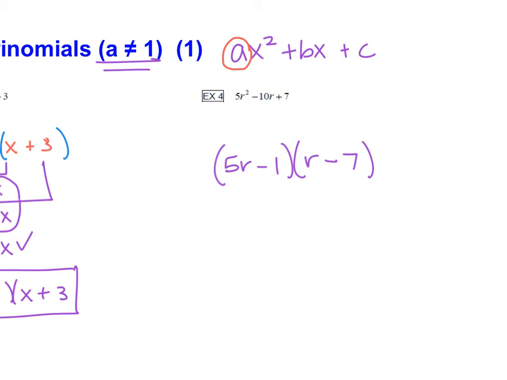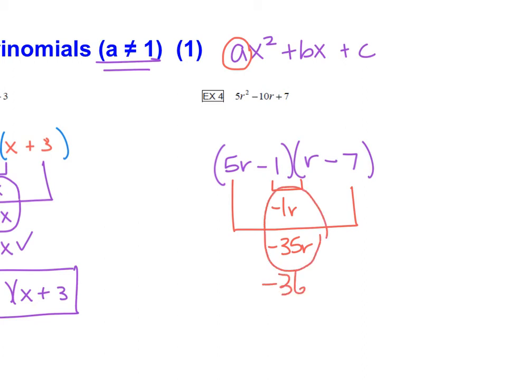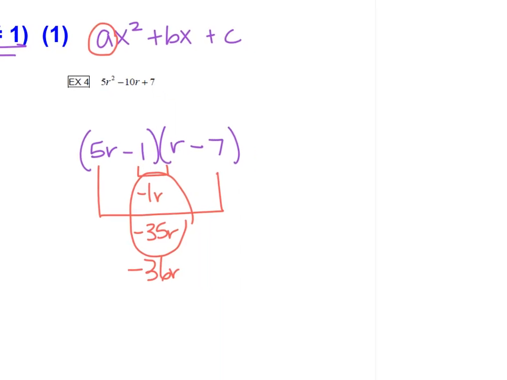All right, so now I check. Inside we have negative 1r. Check the outside terms. That gives me a negative 35r. These add up to negative 36r. I check to see if that's what we're looking for. No, it's not. We were looking for a negative 10. All right, so I try again.